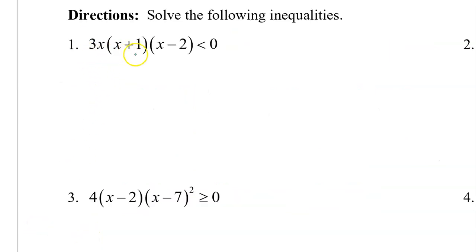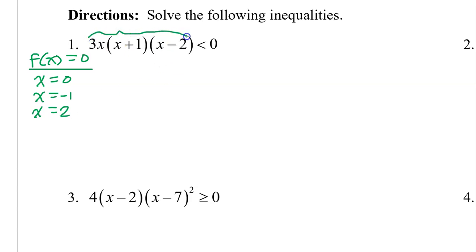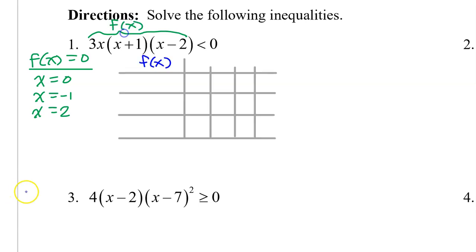The first step of solving a polynomial inequality is to make a list of zeros. In factored form, this is super easy. So f of x is going to equal 0 at x equals 0 from this first factor, x equals -1 from the second factor, and x equals +2 from the third factor. By the way, we are referring to this part of the polynomial as f of x.